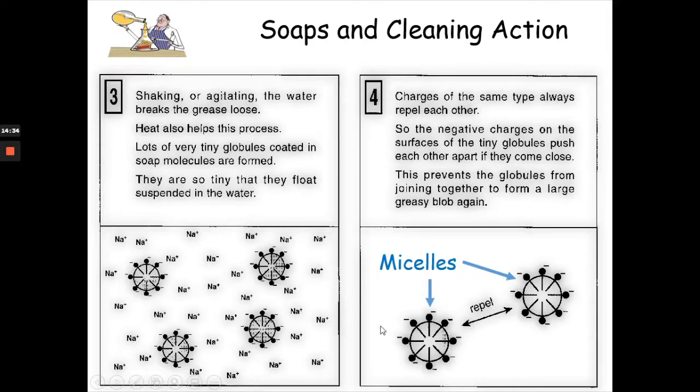So once you've got these micelles, these little suspended globules of grease that are floating well in the water, that then allows you to rinse both the soap and grease away from your dishes.